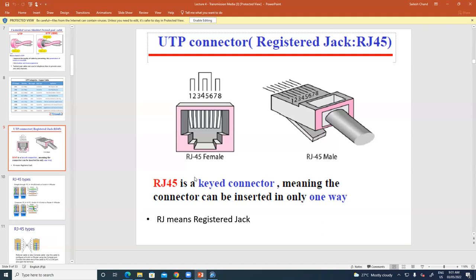If you just insert it without crimping it, then the pins are still up. They're not pressed in, so it will go and damage your network card. Remember that. Never ever try to insert an empty or a brand new connector into the NIC without crimping. It will damage those pins.